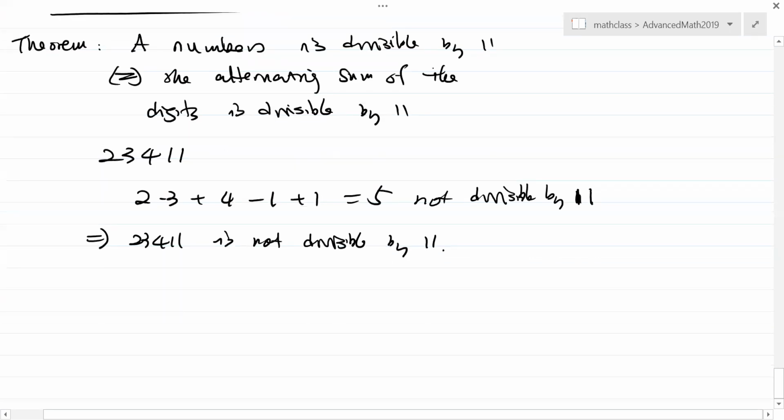But let me give you a proof of why this is true. Just look at a 3-digit number ABC. I want to see whether it is divisible by 11. The alternating sum would be A minus B plus C.